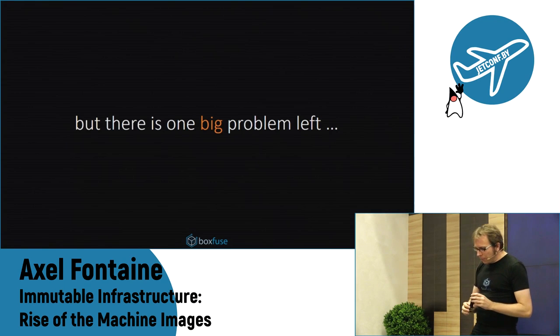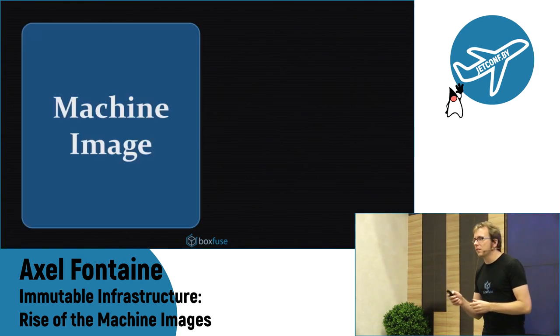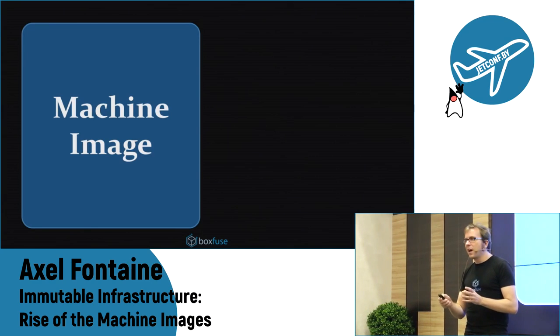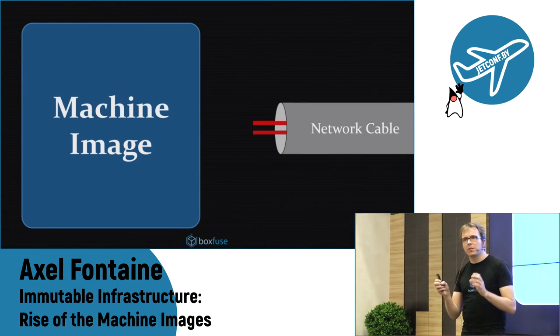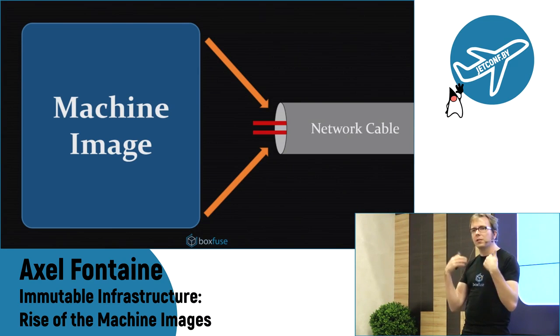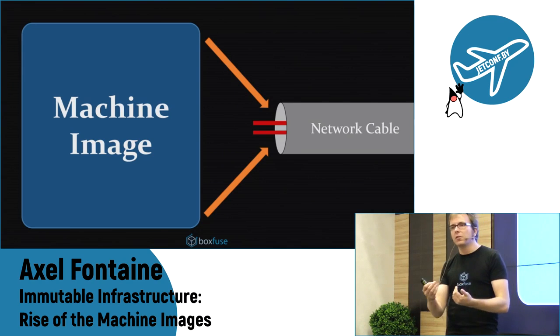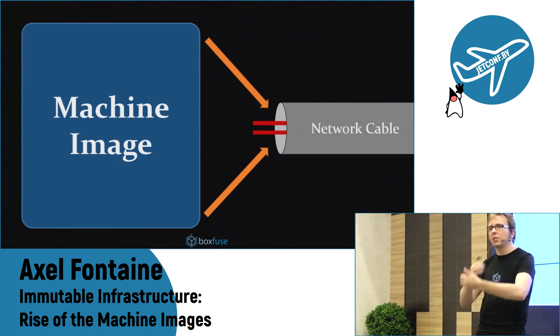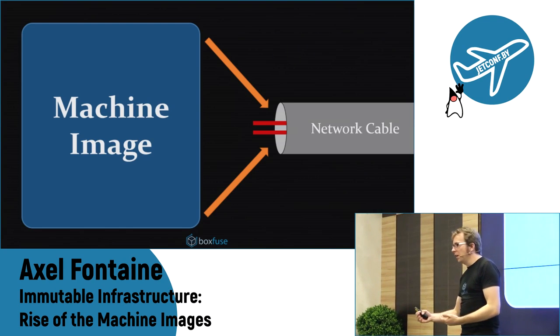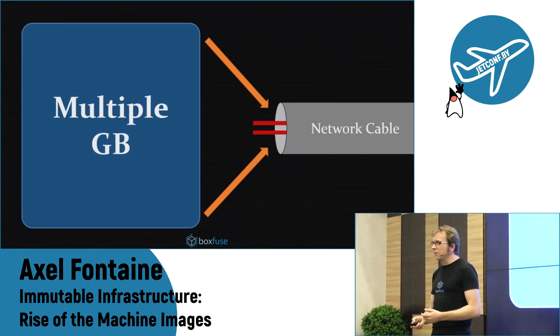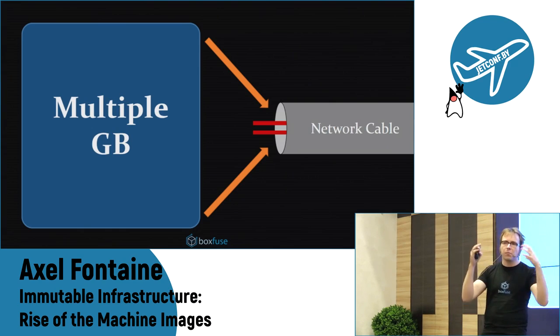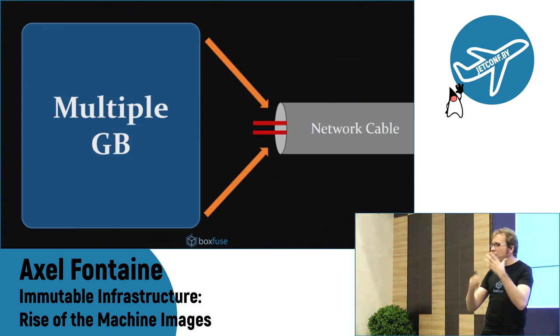But of course, there is one big problem left, which is that the size of our machine images and the size of our network pipes don't really fit together. We've got a bit of an issue here. It is complicated to push machine images multiple times a day over the internet. It is expensive to archive thousands of versions of them per year. So how can we deal with that?